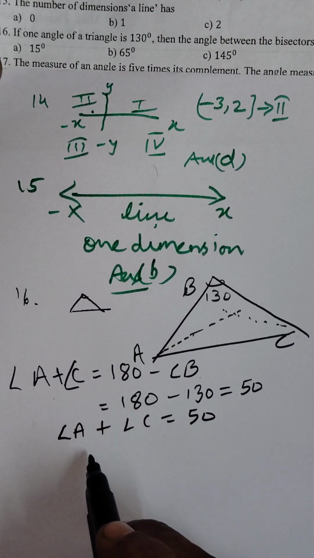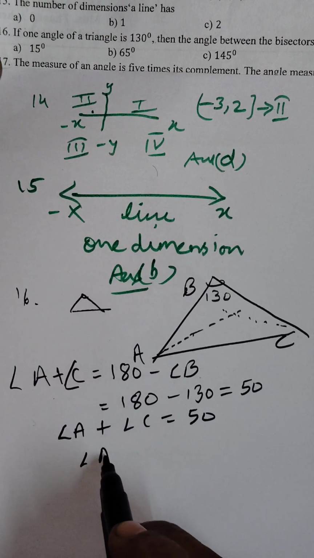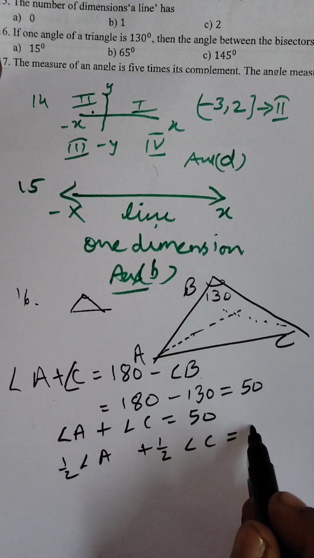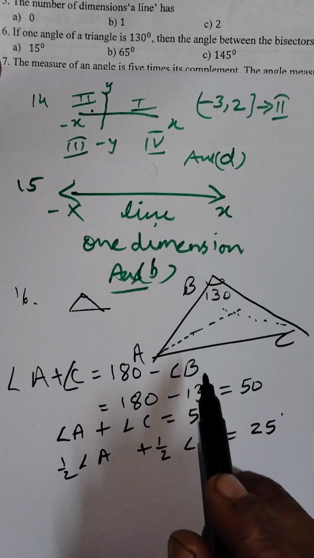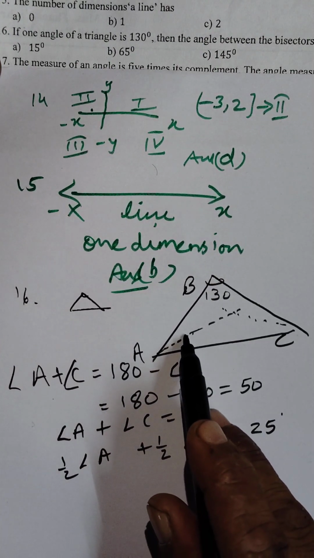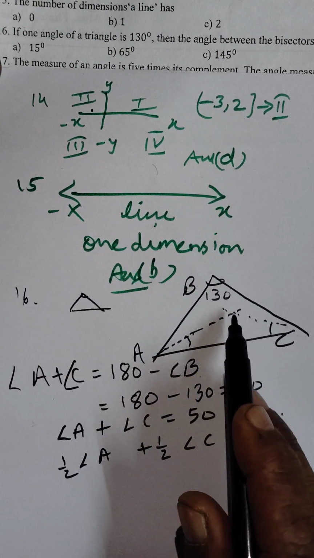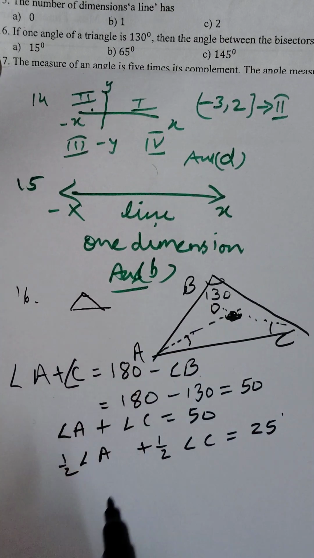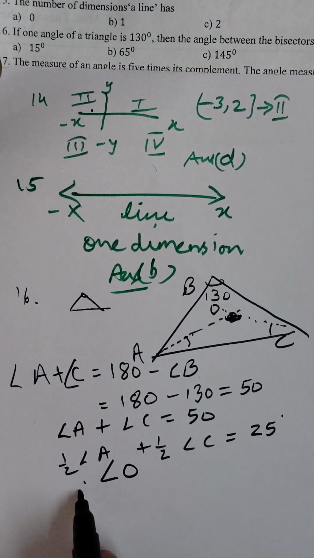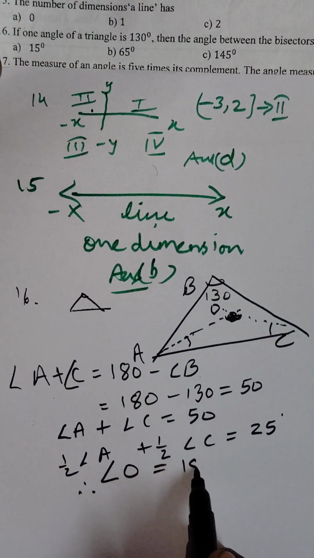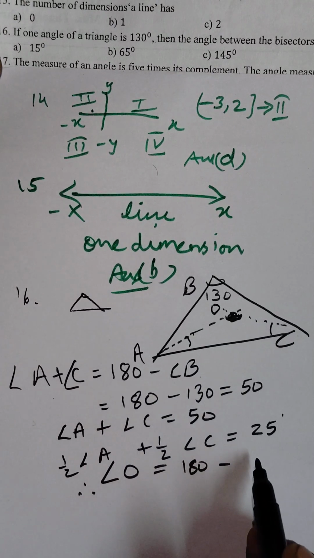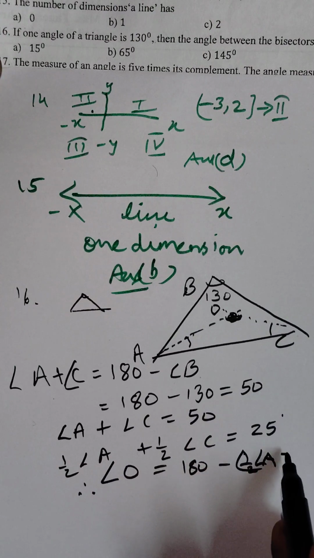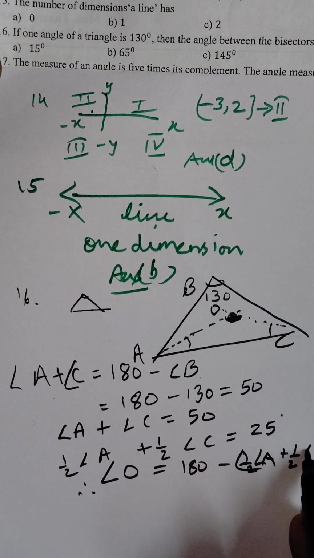And multiplying half on all the equation, we get half of angle A plus half of angle C equal to 25 degree. So it means the sum of these two angles is 25 degree. So the third angle is suppose O. So angle O can be calculated by subtracting from 180 the half of angle A and half of angle C.